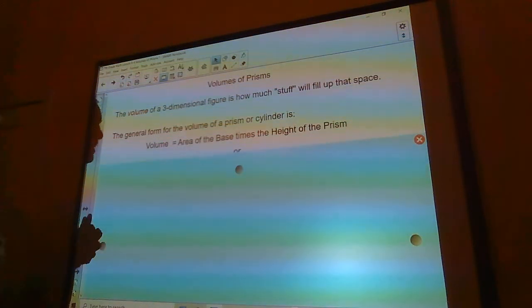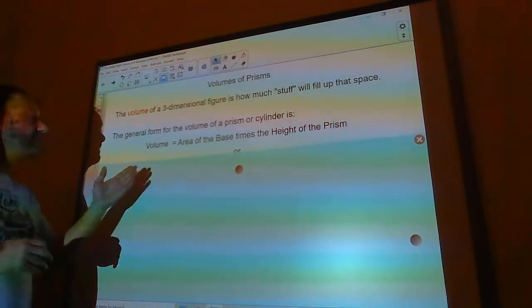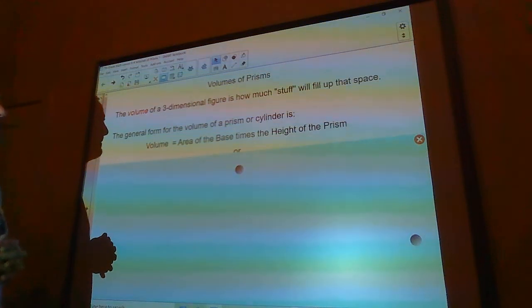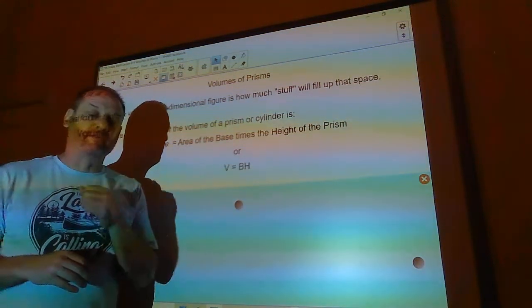Now, we have a general formula for the volume of a prism or cylinder, and it's volume equals area of the base times the height of the prism, or V equals B times H.